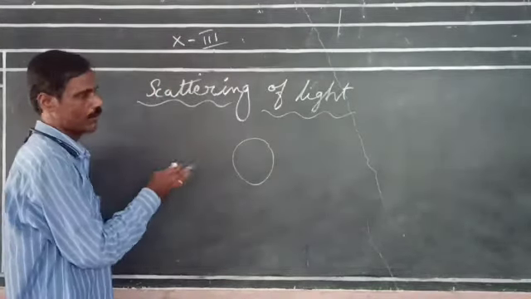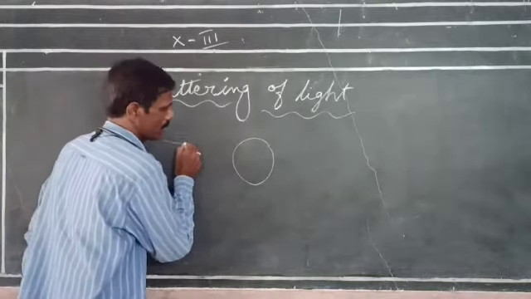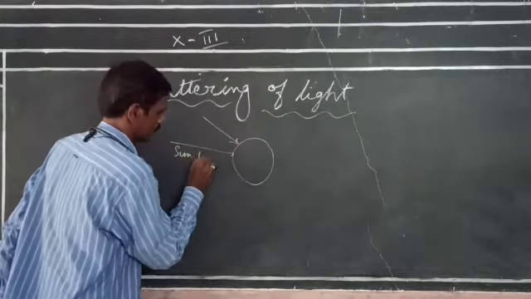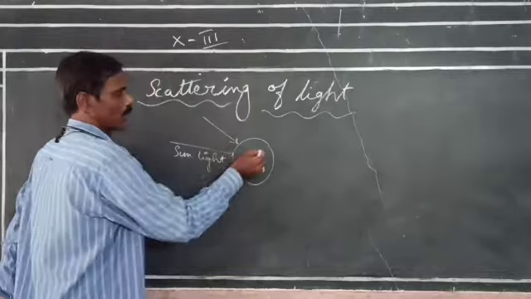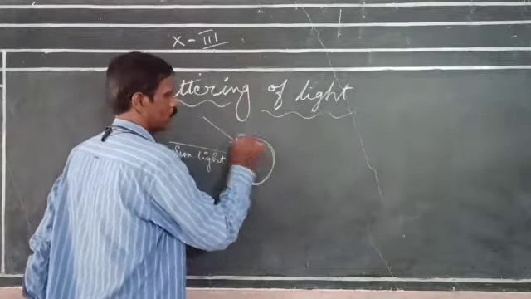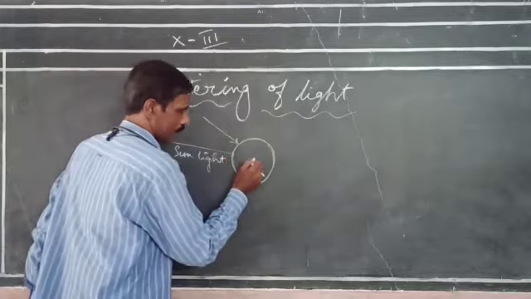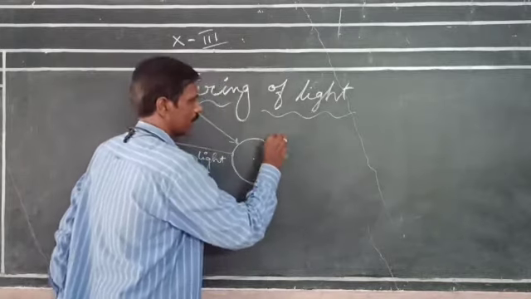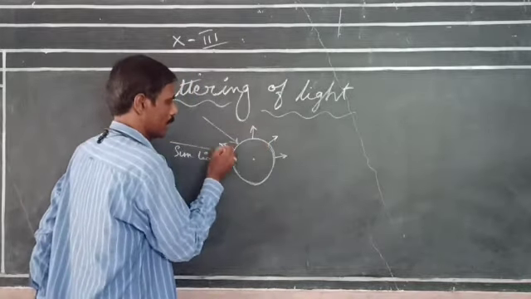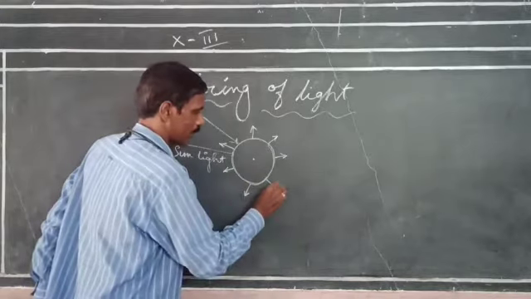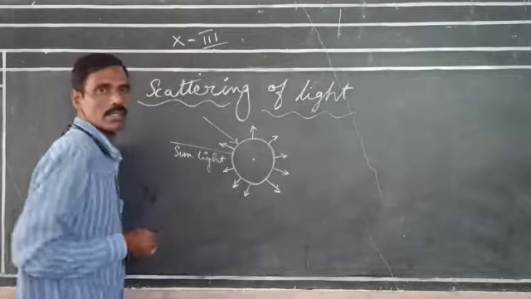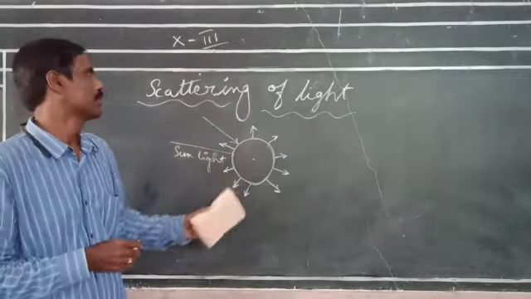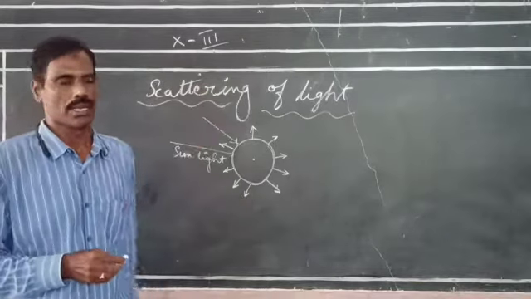the molecules of the air of the atmosphere absorb the sunlight and after absorbing they will re-emit some part of energy into the atmosphere. This re-emittance of light energy is nothing but the scattering of light.